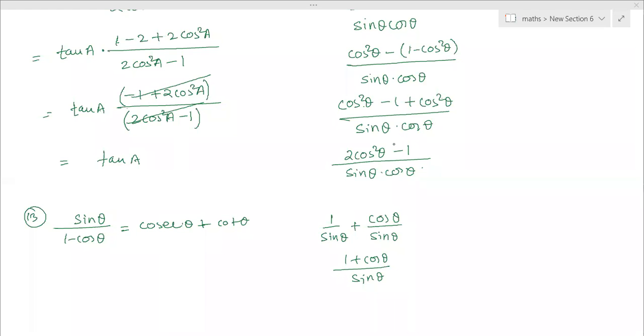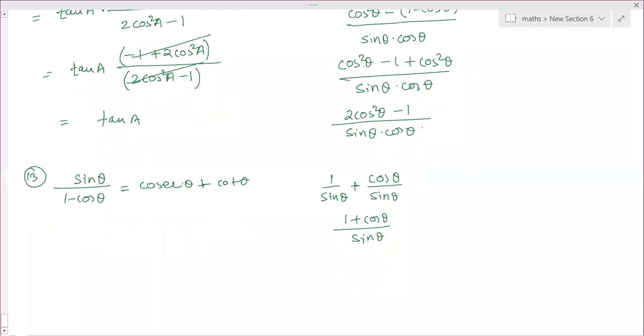Ma'am, can you repeat it again? In front of you I have written. So you need cosec theta is 1 by sin theta. Cot theta is cos theta by sin theta. So that means here 1 plus cos theta by sin theta. So from this part, LHS sin theta by 1 minus cos theta, you need to get 1 plus cos theta by sin theta. So what has to be done?